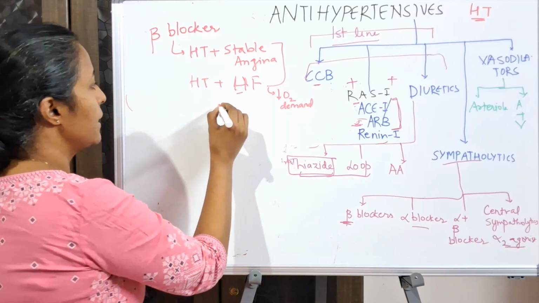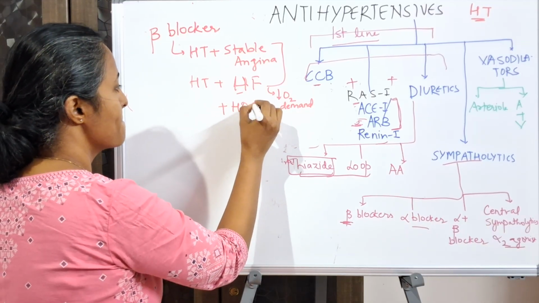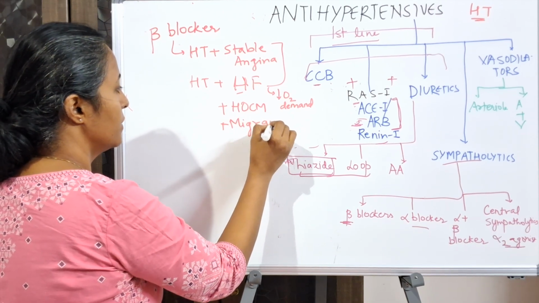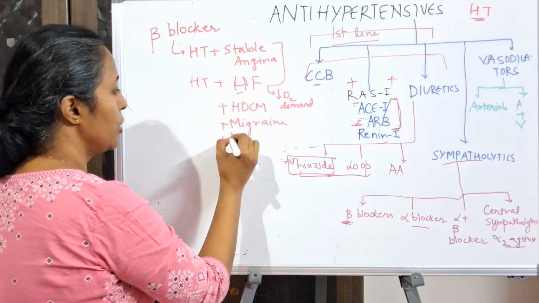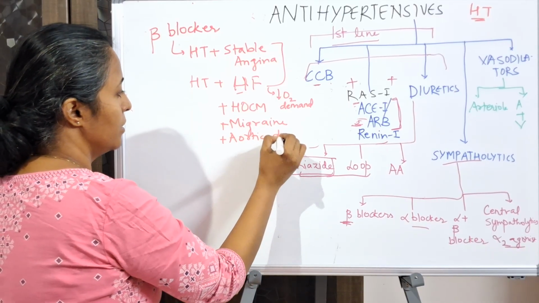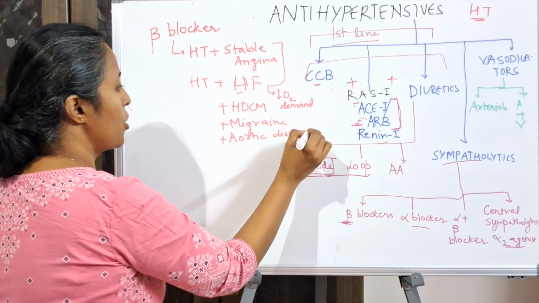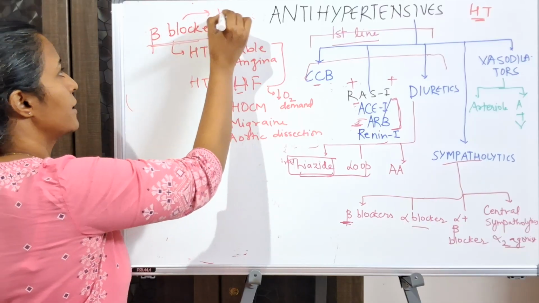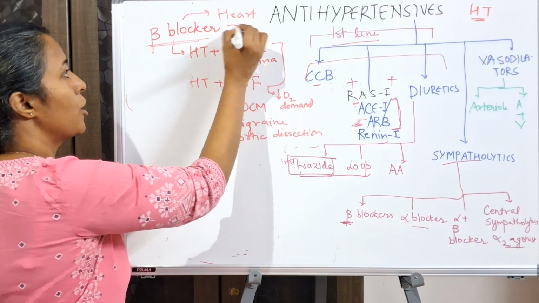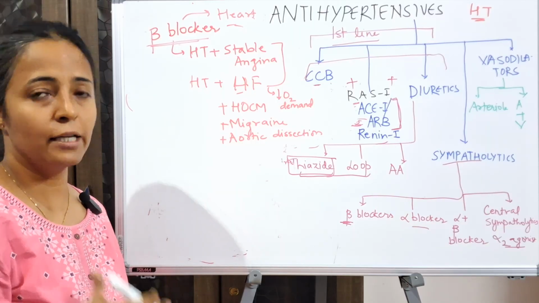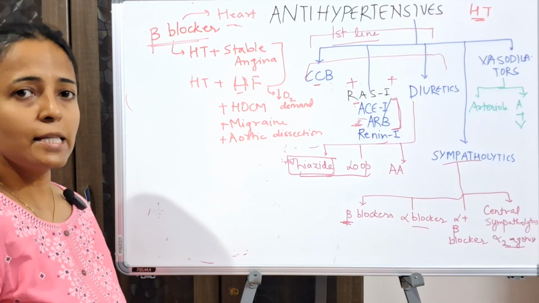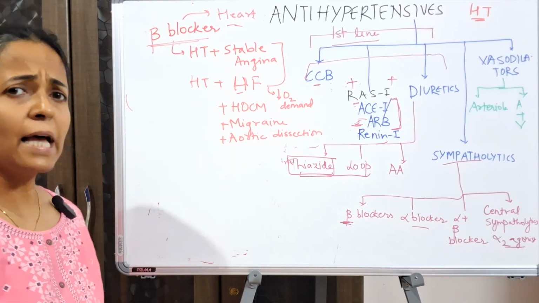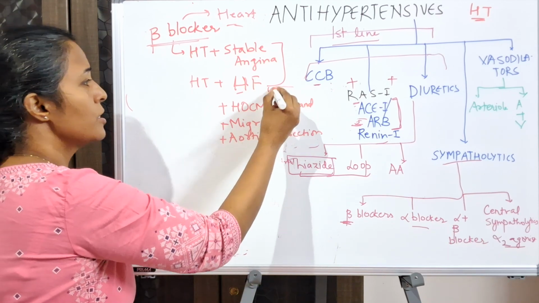They are also given in hypertension with HOCM, hypertension with migraine, okay, and hypertension with aortic dissection. Why? See, beta blockers, how are they going to act? They are basically going to decrease the heart activity. Okay, so they are blocking the action of norepinephrine on the heart and also on the kidneys. So kidneys, yes, they are decreasing the RAS, because renin release is less. But because of its action on the heart, there is decrease in the oxygen demand.